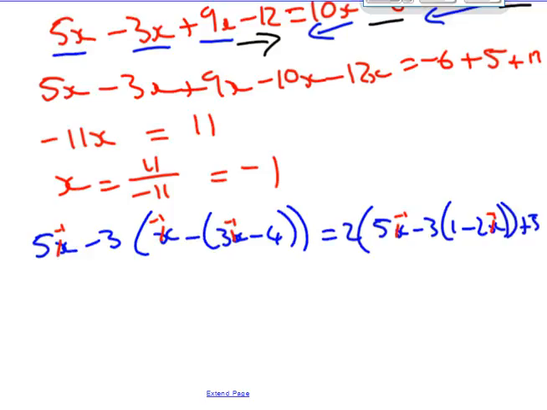So what I end up with over here is 5 times negative 1, which is negative 5, minus 3 into minus 1 minus negative 3 minus 4. That's my left-hand side. And on my left-hand side, if I solve this now, I have got, inside that bracket, minus 3 minus 4 is minus 7. That minus 7 times the minus in front becomes plus 7. Minus 1 plus 7 is 6. 6 times negative 3 is negative 18, and minus 5 minus 18 is minus 23.